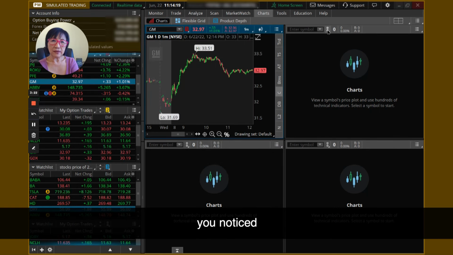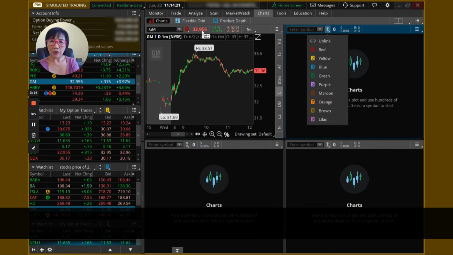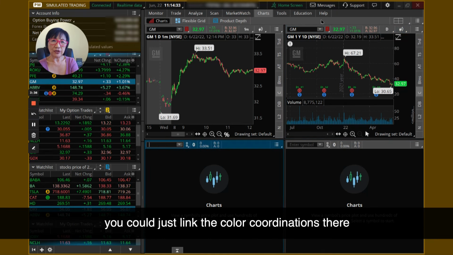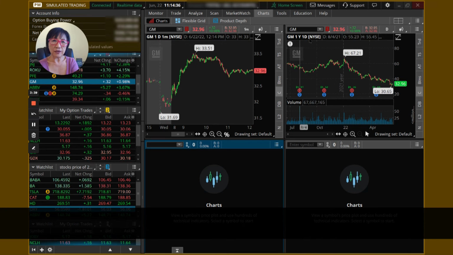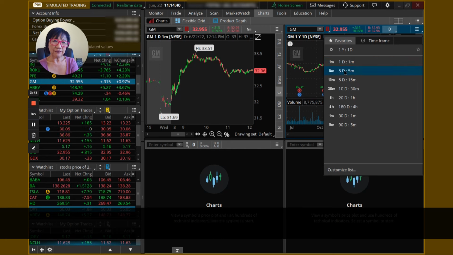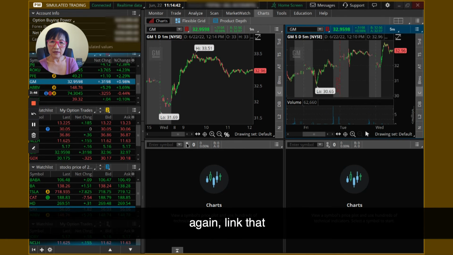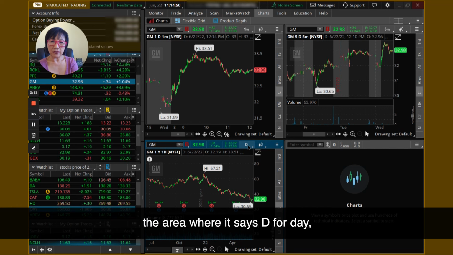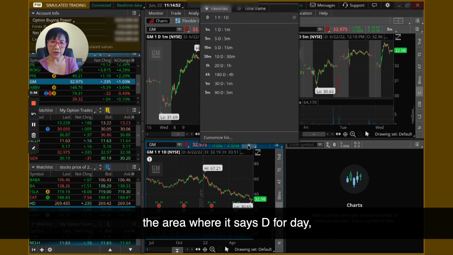You noticed how I just switched this link to red color, and it just pulls up GM. Instead of typing in GM, you could just link the color coordination there. And I'm going to change that to 5 day, 5 minutes, and again link that to red color. It says 1 year, so you could change that by coming to the area where it says D for day.